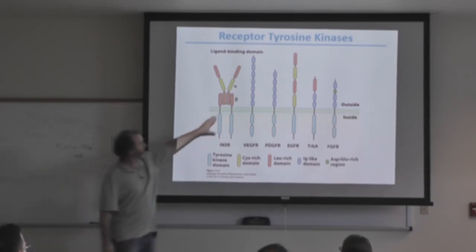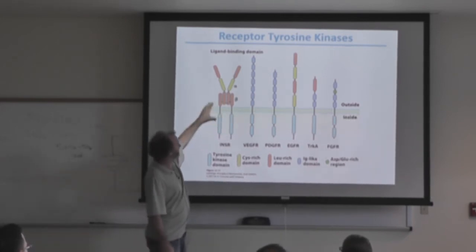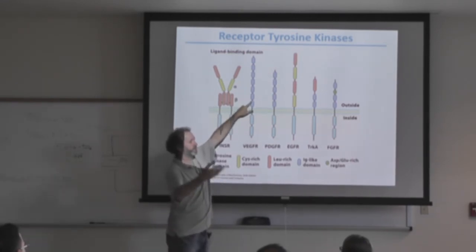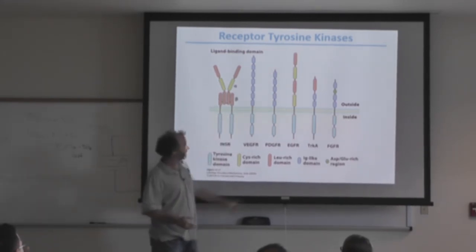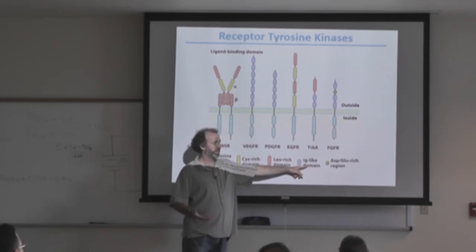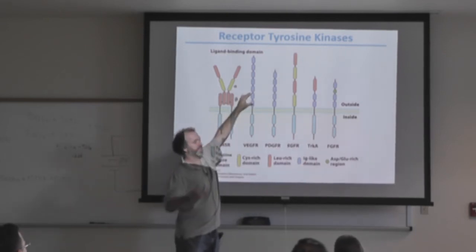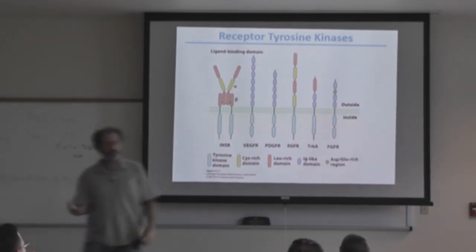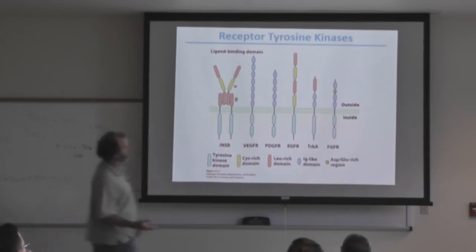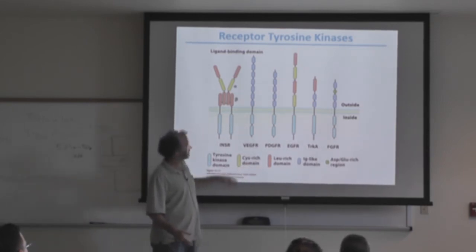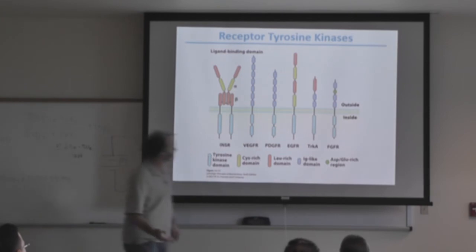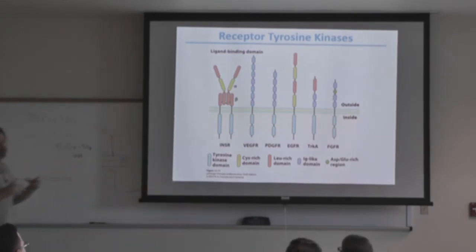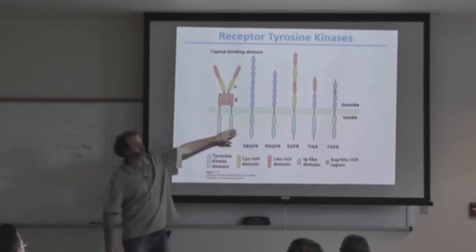It just shows the different subunits here. They have very similar modules that are repeated over and over again. An Ig-like domain means that the structure here is similar to an immunoglobulin-like domain. You have leucine-rich domains, cysteine-rich domains, or aspartate-glycine-rich domains, and that's just how they characterize the receptors themselves. And then, of course, tyrosine kinase domains are always found intracellularly.